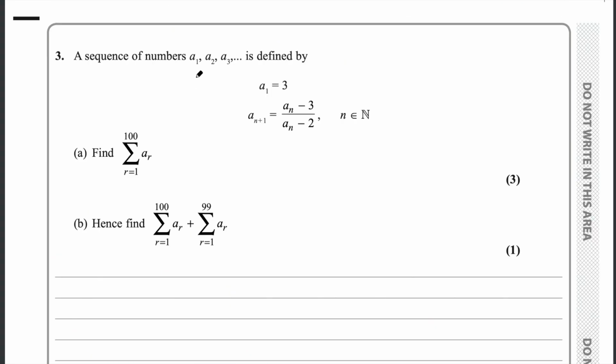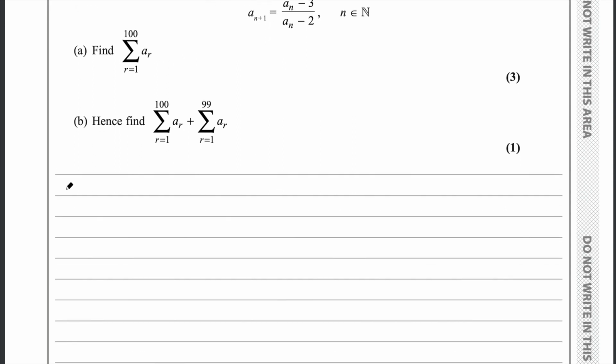Question 3 says a sequence of numbers a1, a2, a3, etc. is defined by a1 equals 3, a(n+1) equals (an minus 3) over (an minus 2), where n belongs to the natural numbers. Part A says find the sum of the first 100 terms, so that's what that notation means. Starting at a1, we go up to a100. My advice would be if you ever get a question where the expression is not a geometric sequence or an arithmetic sequence, just try to figure out the first few terms of the sequence, then maybe you'll see a pattern, and then you can go from there. The other clue is this is only a 4-mark question, so it probably doesn't involve any in-depth proof.